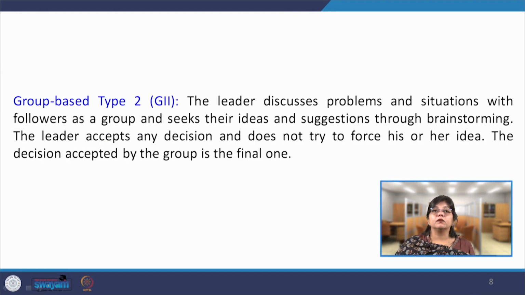And the other is group based type 2, the leader discusses problems and the situation with followers at the group level or considers subordinates as group members and seeks their ideas and suggestions through brainstorming, and the leader accepts the decisions and does not try to force his or her ideas. The decision accepted by the group is the final one.